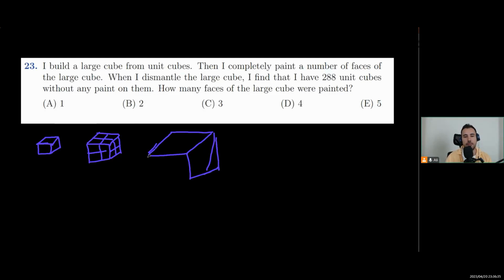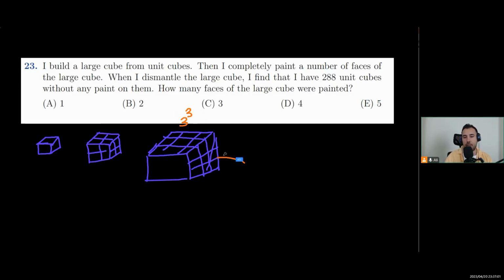We're going to analyze this together. It's going to be 3 by 3. Each layer will have 9 cubes, right? So let's see. First of all, how many unit cubes are here? 3 to the power of 3, 27.